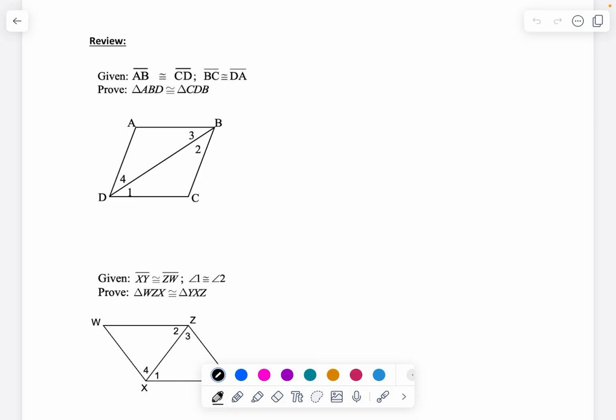All right, so let's review the concepts that we learned the last 2 days. Remember in our toolbox, ways to prove triangles congruent, we have SSS or SAS. So let's look at this first proof.